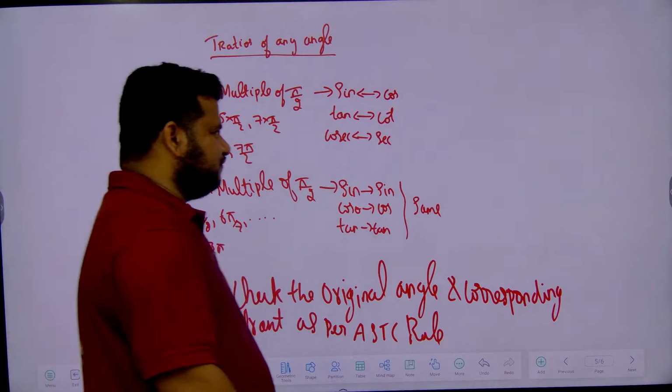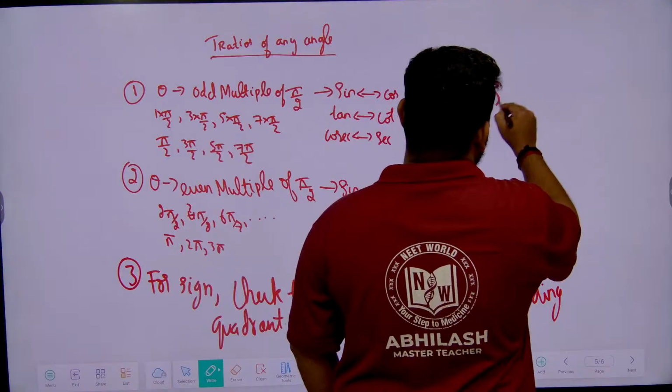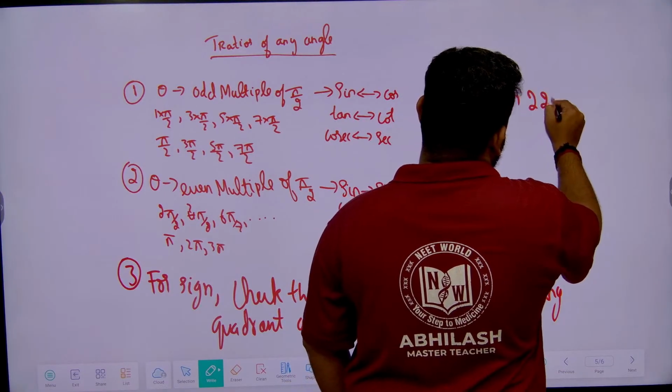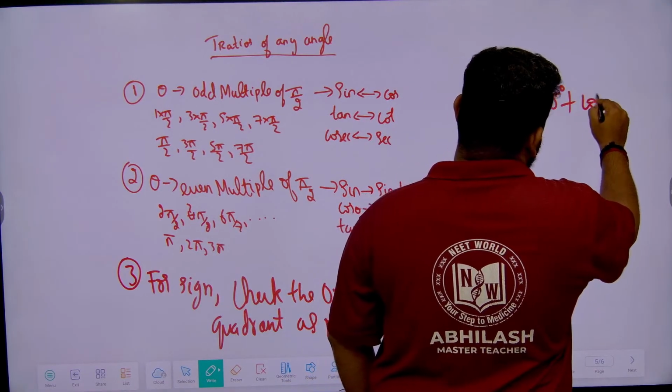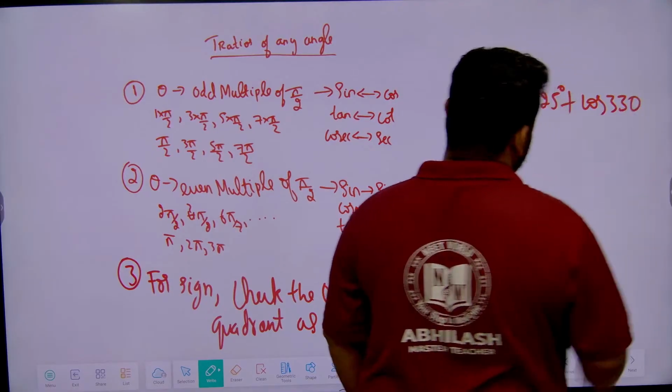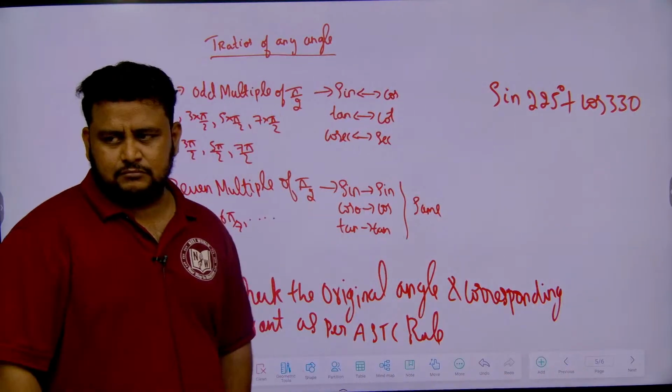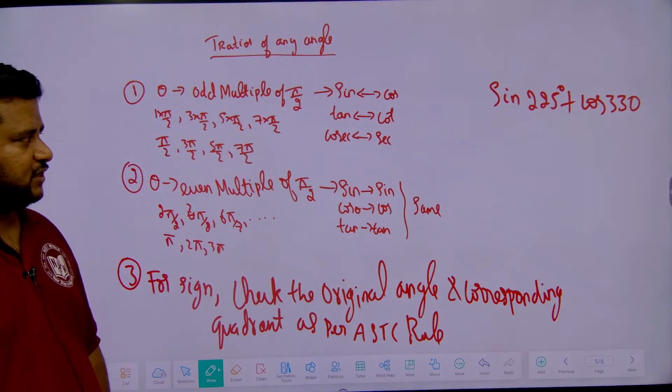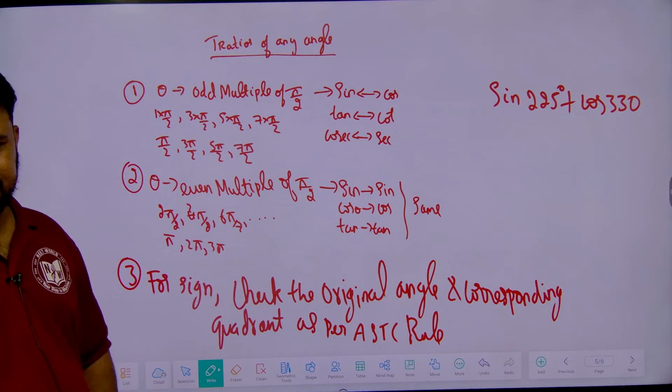You do it by yourself later. I'll give one question. Sin 225 plus cos 330. Do it by yourself later, not now. Take up the question, do it by yourself later. Sin 225 plus cos 330.